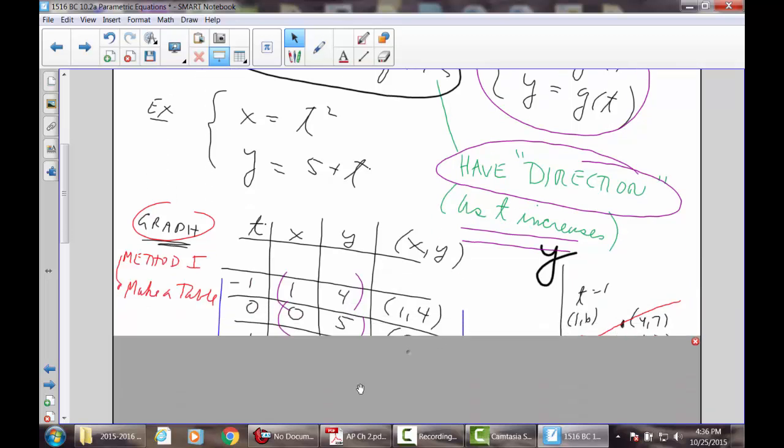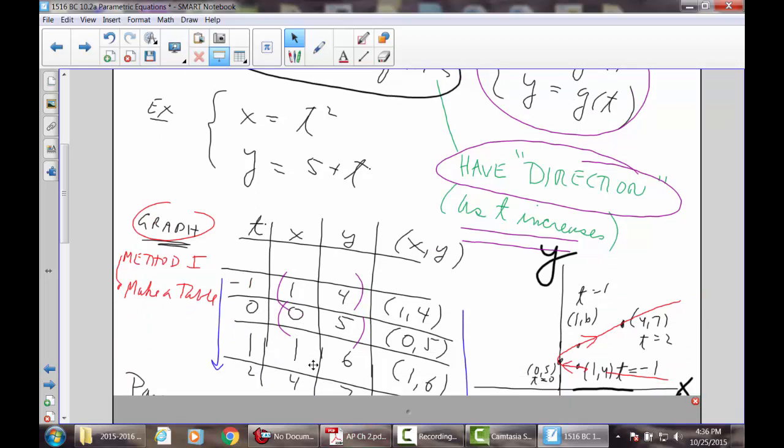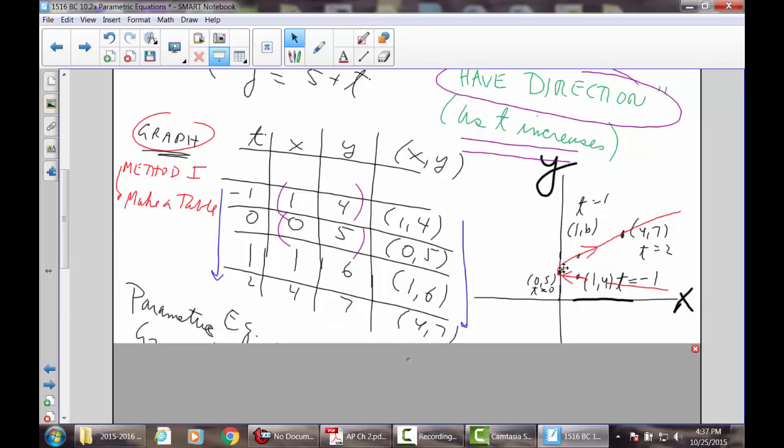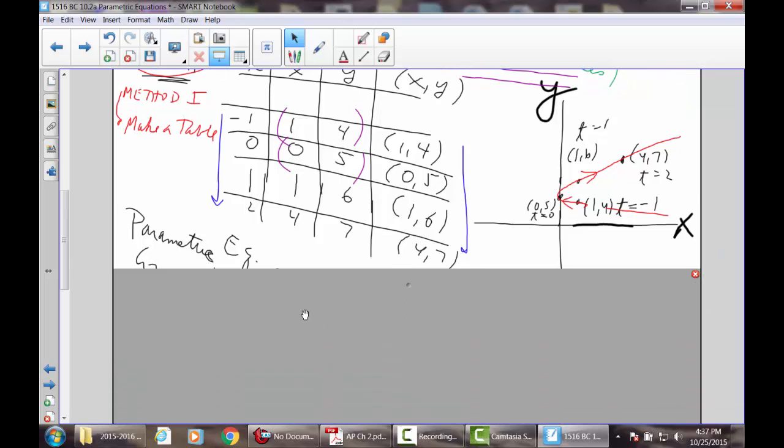So to graph it, one method is obviously to make a table. You'll be plugging in various values for t, finding the x values and the y values that go with them, giving you ordered pairs. So you would end up with this curve right here where I'm just plotting the points. It turns out to be a sideways parabola. But the thing you want to notice is that at t equals -1, you're here. At t equals 0, you're here. At t equals 1, you're here. And at t equals 2, you're here. So as time is increasing, you're traveling along the curve in that direction.